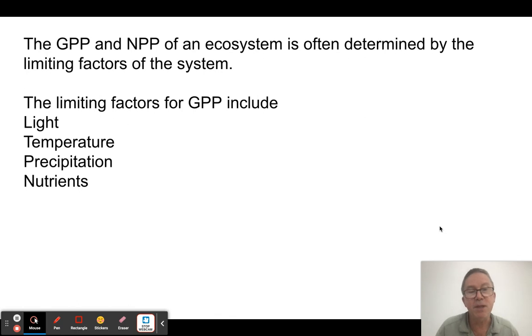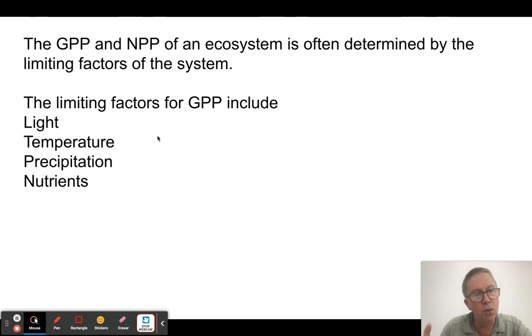Now, one of the things we like to focus on in this class a lot is what we call limiting factors. What limits an ecosystem or a plant's ability to engage in photosynthesis, in GPP, and therefore NPP? Basically, what do plants need to do their thing? Well, clearly they need light. Without light, there's no photosynthesis. They need water. If you don't have much water, precipitation in the case of a land plant, there's not going to be any photosynthesis.